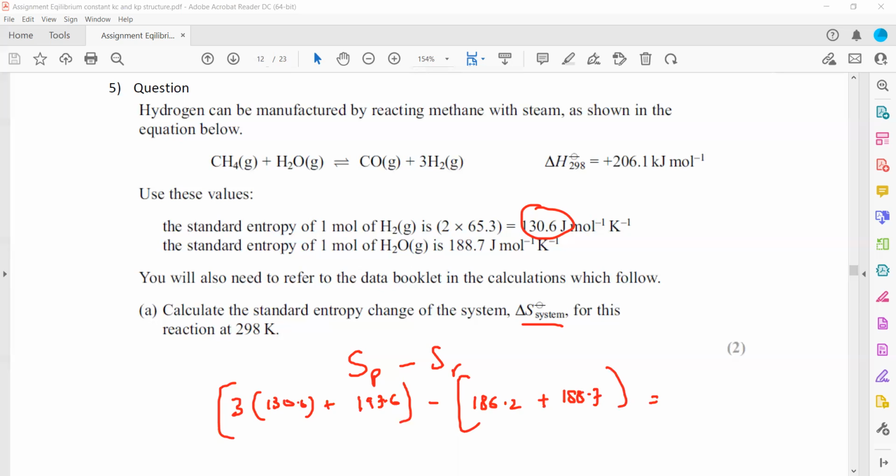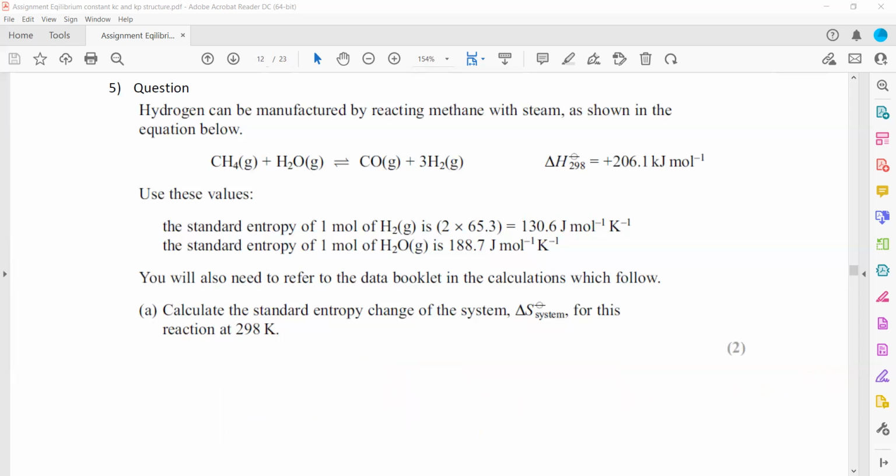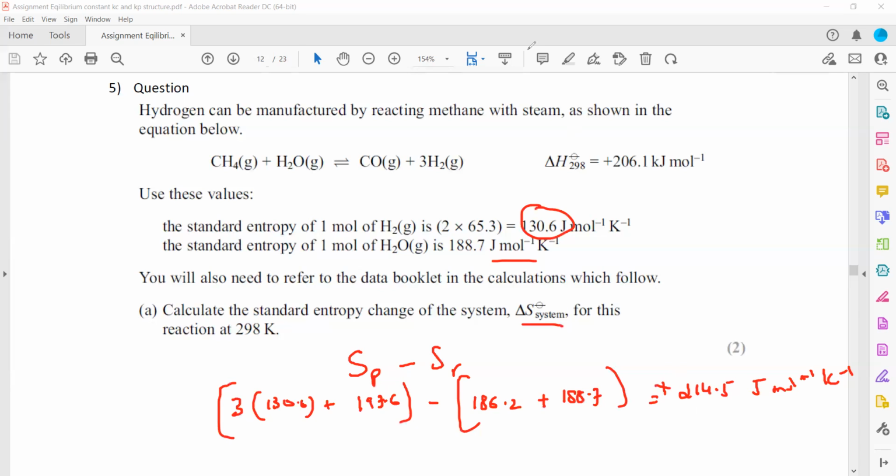When we simplify, we'll get the answer 214.5, but that is in joule per mole per kelvin, because the values here are given in joule per mole per kelvin. Then we divide by 1000 to convert into kilojoule, or you can write it in this manner. That's also fine. The sign is important. The entropy change for this system is coming out positive, so you have to write a positive sign. Don't omit it, because entropy change can be positive or negative, so you should mention that it is positive.